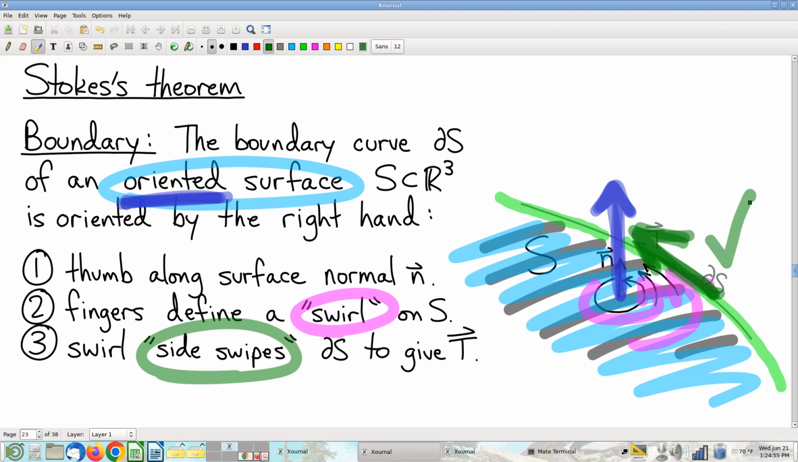Is everybody happy with that picture? So, normal vector, thumb, swirl, sideswipe is the orientation. And I find that visually satisfying and geometrically satisfying, and in a situation where you have a surface like this, it's tempting to say, okay, well, wouldn't it be easy to just think about some little guy walking along the boundary, etc.? But what if your surface is oriented upside down?